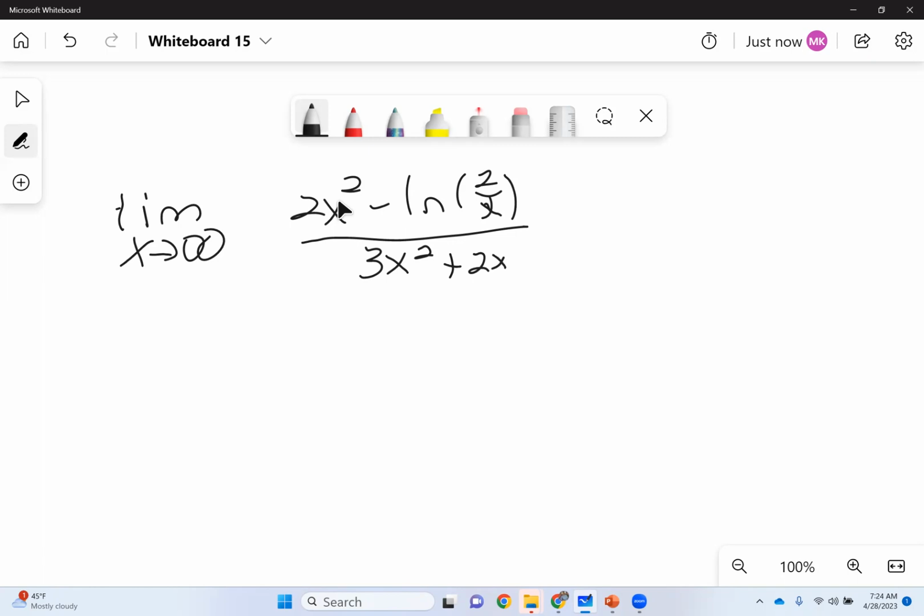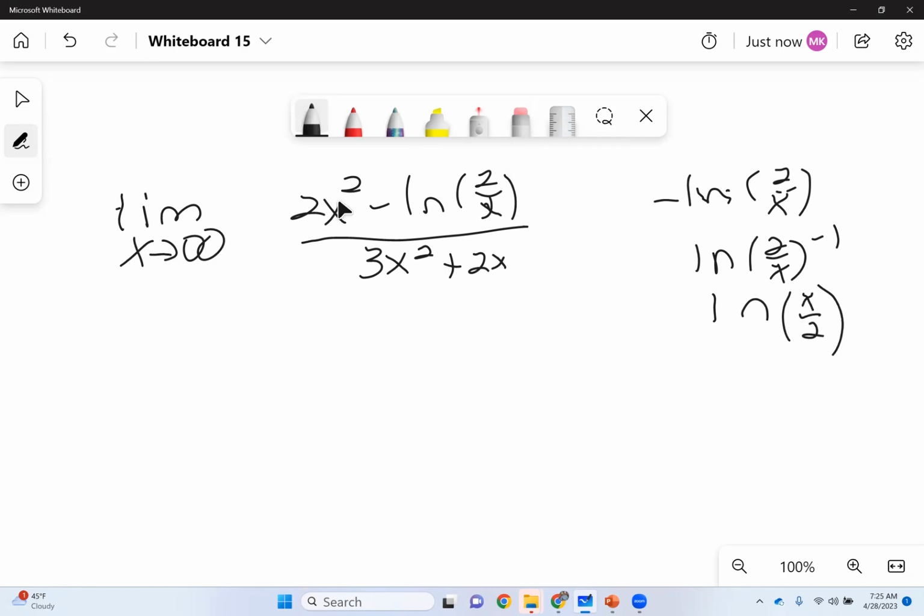Now I'm going to do a little sidebar. Negative natural log of 2 over x equals, we'll use the laws of logs, throw that negative up there, is equal to the natural log of 2 over x to the negative 1, which is the natural log of x over 2, because to the negative 1 means just take the reciprocal.